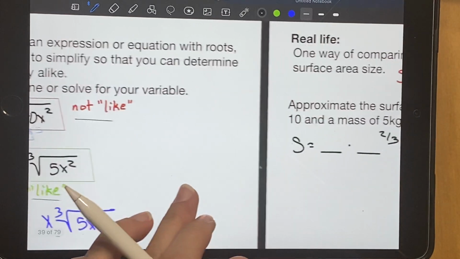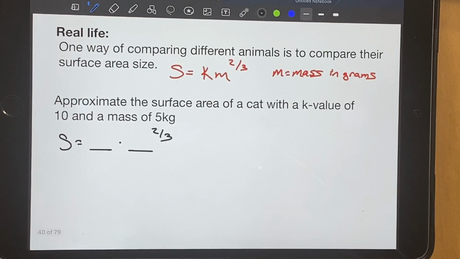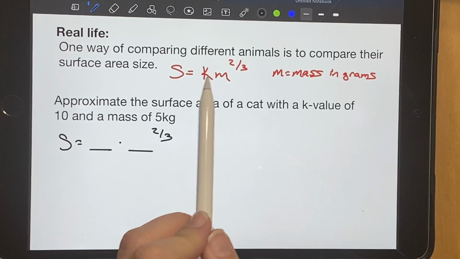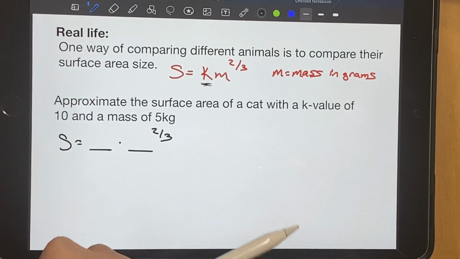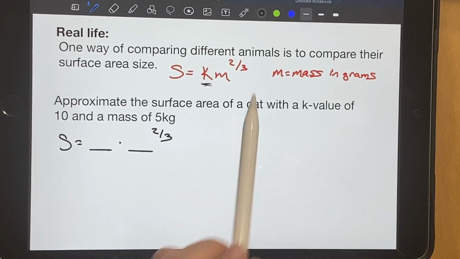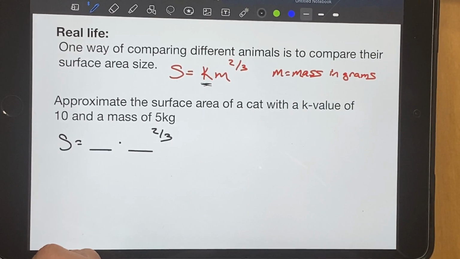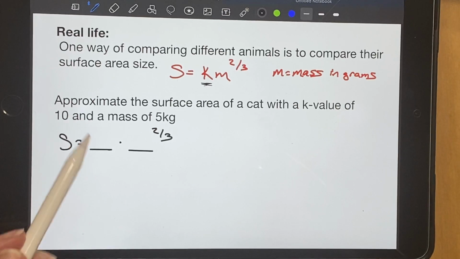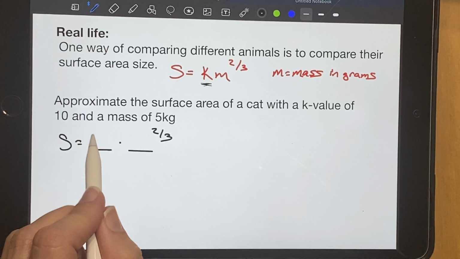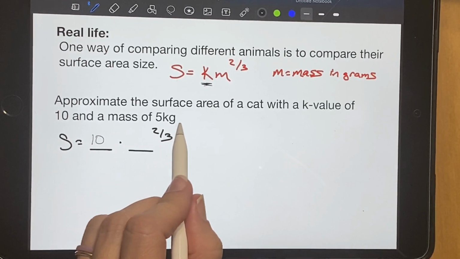Could they be alike? Okay, we're going to do a couple of real life ones. In this case, when we compare different animals, their surface area is related to some constant for their species type times their mass in grams to the 2/3 power. So it says approximate the surface area of a cat with a K value of 10 and a mass of 5 kilograms.